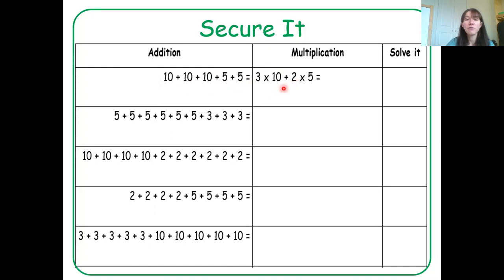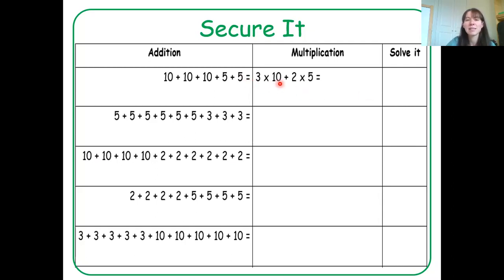Then let's count the 5s. We've got 1, 2 of them, okay? So we've got 2 times 5. So if we do 3 times 10, and then we do 2 times 5, we'll be able to solve the calculation and say how many we've got all together, okay? So see, it's not as tricky as it looked, is it? Let's do this one together.